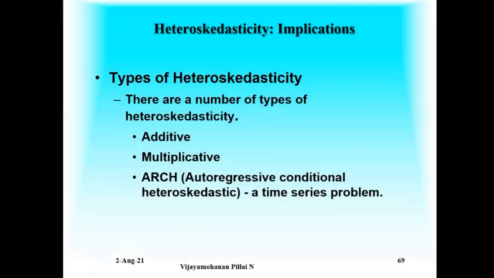Then there are different types of heteroscedasticity. We may have additive heteroscedasticity or multiplicative one, or an ARCH one, which is a time series problem. That is autoregressive conditional heteroscedasticity. That is the ARCH problem. Such a type of heteroscedasticity we also have to see for model adequacy, among the model adequacy tests. So we will come to this later. When we take up time series analysis, we will be seeing this ARCH case.